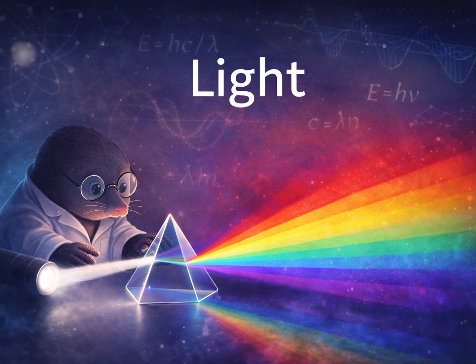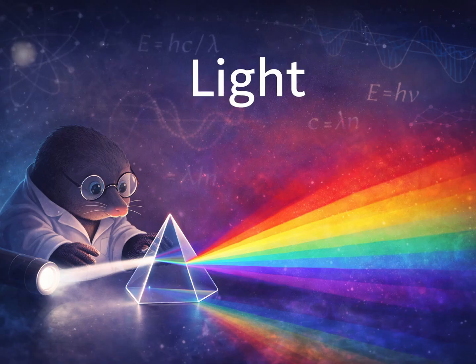In this lesson, we'll be looking at the relationship between electrons and light. At first, light seems simple. We see it every day, or at least we use it to see every day. But when scientists began studying it closely, they discovered that light behaves in some very unexpected ways.